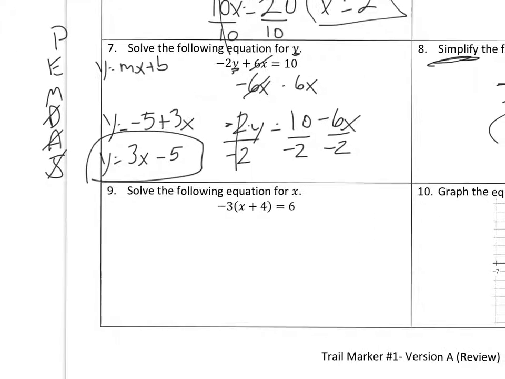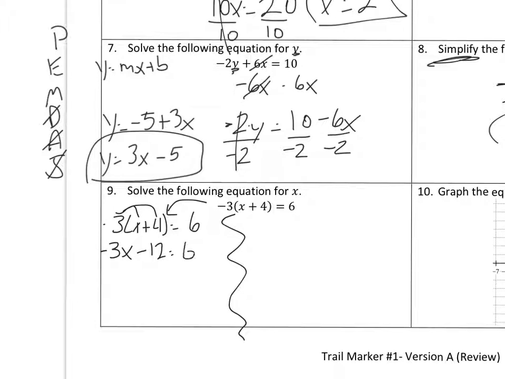Last two questions. Solve the following equation for x. I'm going to show you two different ways. A lot of you guys, whenever you see a number out front, like to distribute that negative 3, which works. Negative 3x, negative 3 times positive 4 is a negative 12. And then just undo order of operations. Add 12 to both sides, which gives me negative 3x equals 6 plus 12 is 18. Divide by that negative 3, which is the entire coefficient, and I get x equals negative 6.